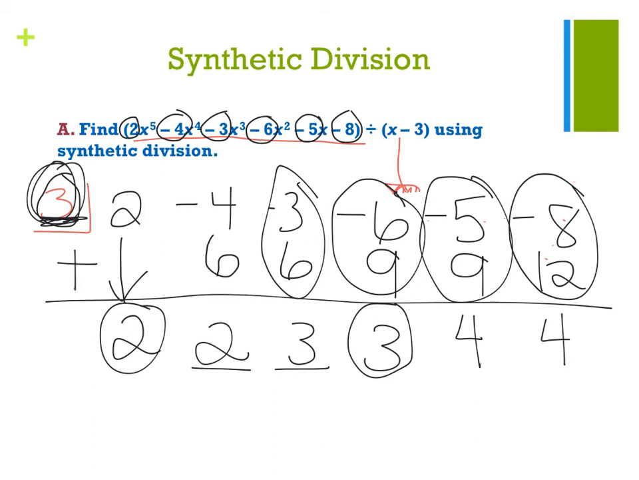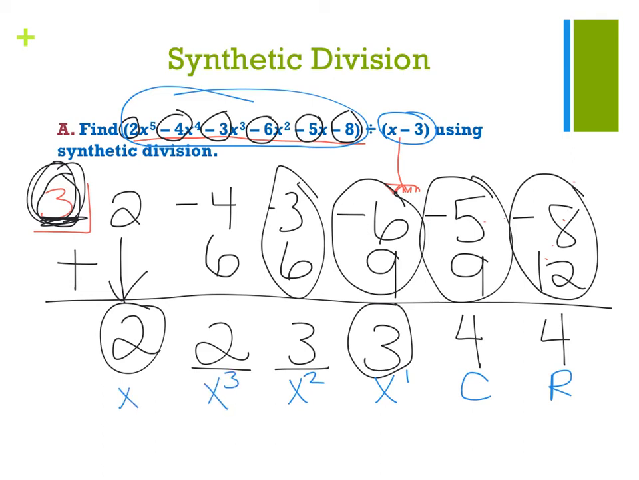Now, here's what I have. These are my numbers for my quotient. The last number always represents our remainder. If our remainder is not 0, what that means is that this polynomial is not evenly divisible by x minus 3 because we had a remainder of 4. And if we look from the farthest number to the right and move our way to the left side, the next number is our constant in our quotient. Then we have x to the first, x squared, x cubed, and x to the fourth.